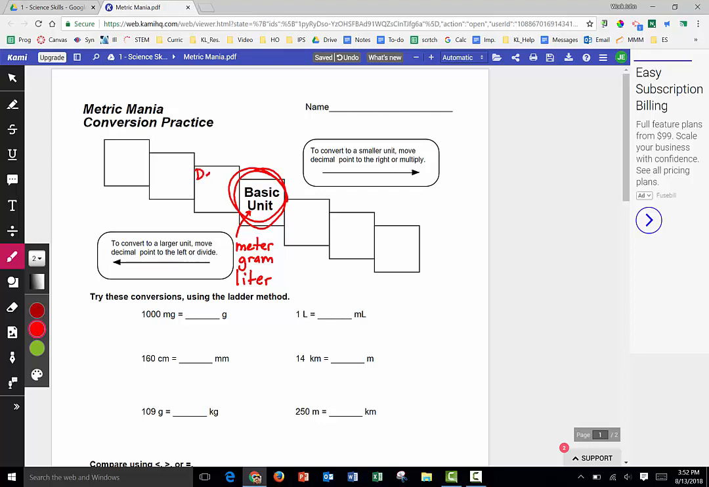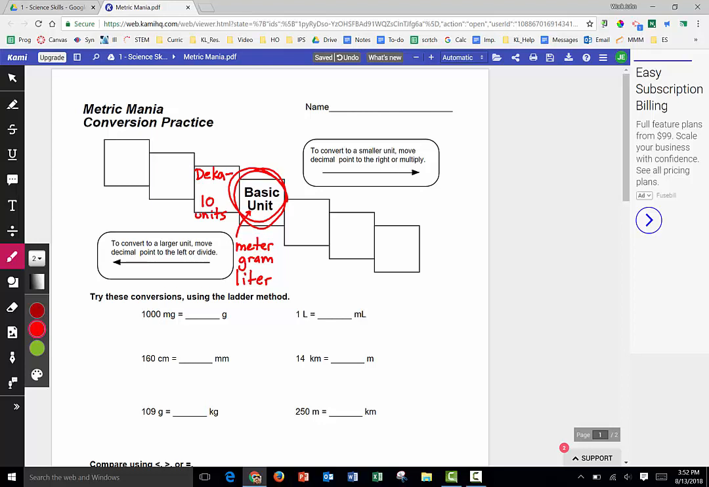For example, we don't use it a lot, but we could attach the prefix deca. Decameter means that there are 10 meters, 10 of the units. A decagram would be 10 grams, a decaliter would be 10 liters. So deca, just as a prefix, tells us that there are 10 units.